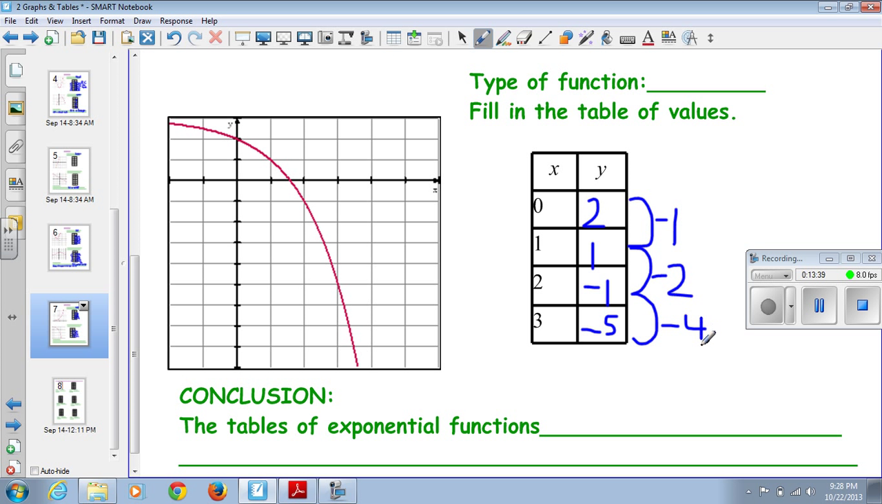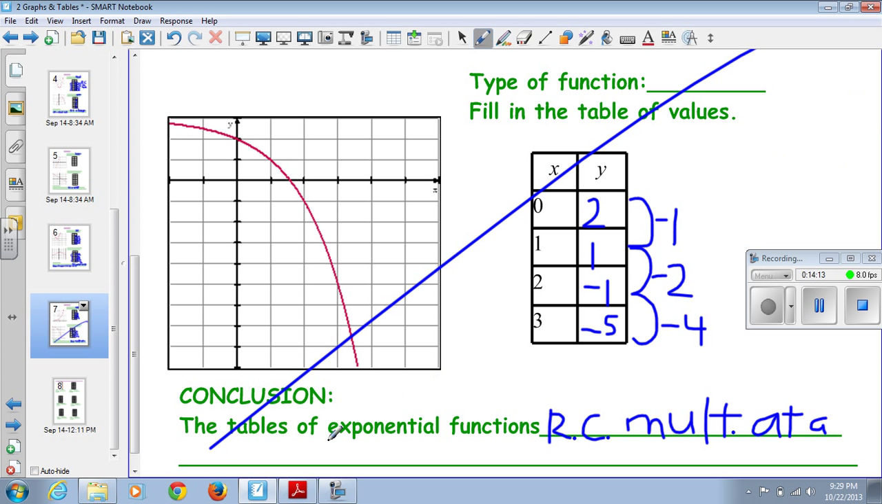So the tables of exponential functions, we will say our rate of change multiplies at a constant rate. Because if you notice on the table that we can see right now on the screen, we were times negative 1, then times negative 2. And we'll go to the one up top in a second. But multiplies, I don't know how that happened. We're going to leave it there. Multiplies at a constant rate.